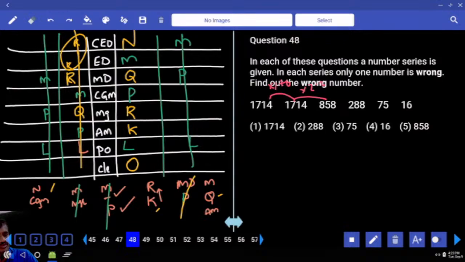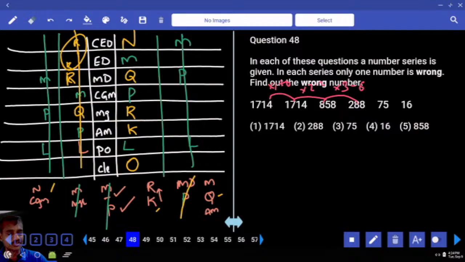Then what is the next one we have? 288. Now 288 into how much? Into 3. 288 into 3 is so much. 300 into 3 is 900, 900 minus 36, that is 864. Here the difference is so much. 64 and 58, difference 6.